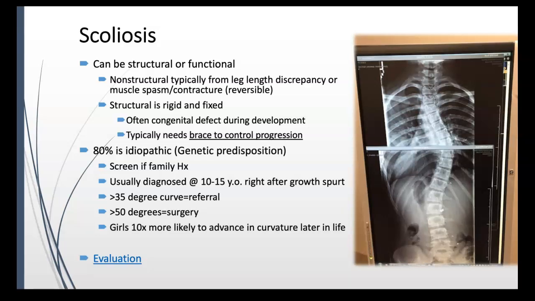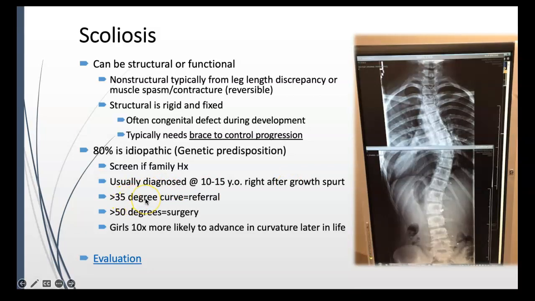So 80% of scoliotic cases are idiopathic, some sort of genetic predisposition. So we don't know why it often occurs. So in your history questions, you're going to have to ask about family history, whether or not there are parents or siblings who have scoliosis. Typically, it's usually diagnosed at about 10 to 15, so right after that growth spurt that I just talked about.